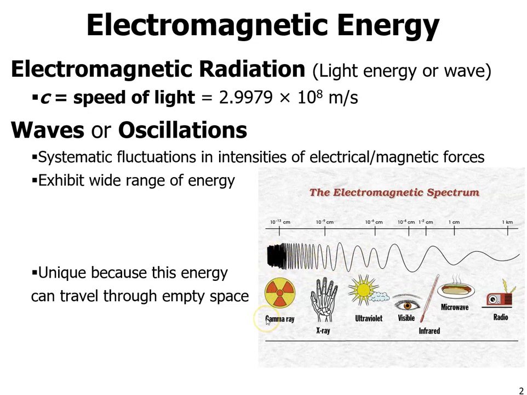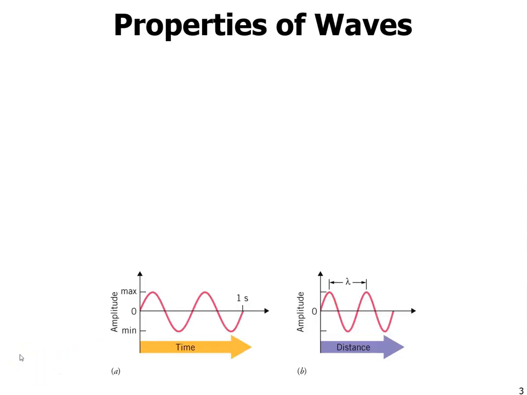So these can all travel through empty space really fast, and they're really interesting because we can receive this energy through really long and far distances through space. This is how the sun sends energy to the earth, through electromagnetic energy. So in order to talk about waves, we have to provide a few different definitions for what they are and some of the properties of those waves.